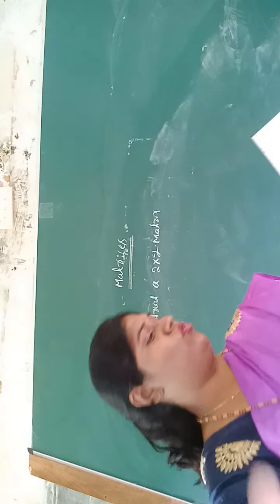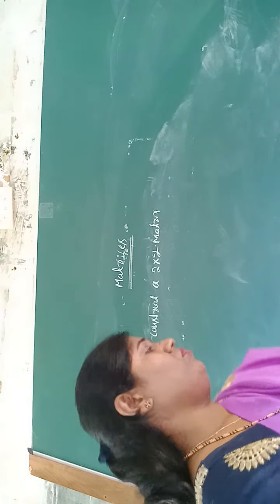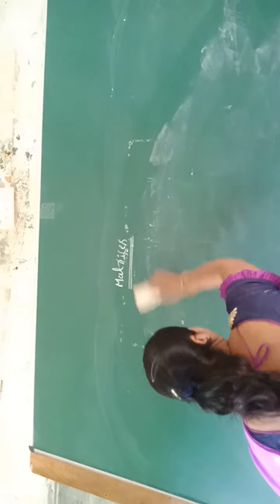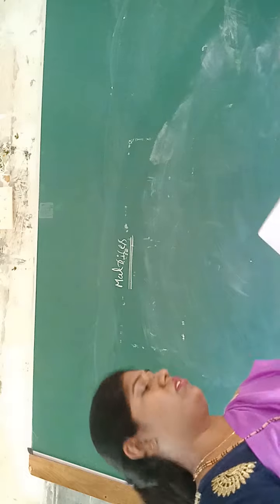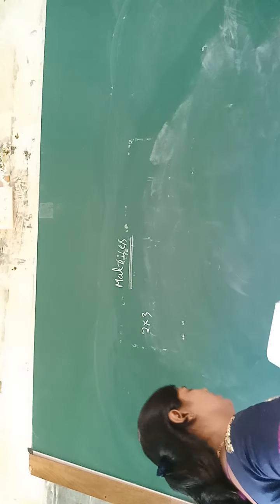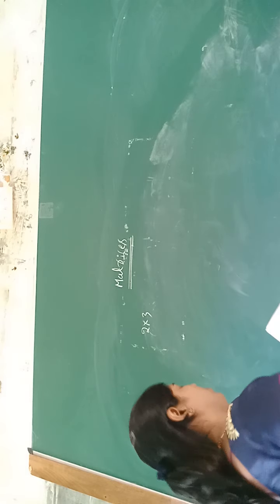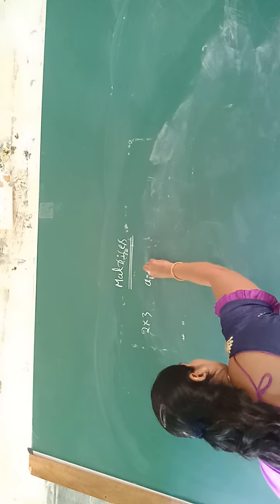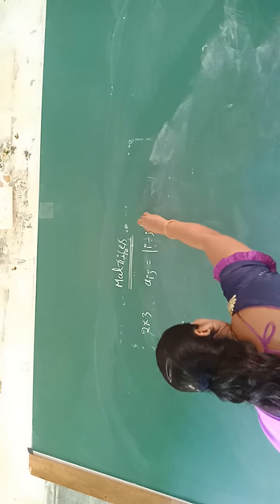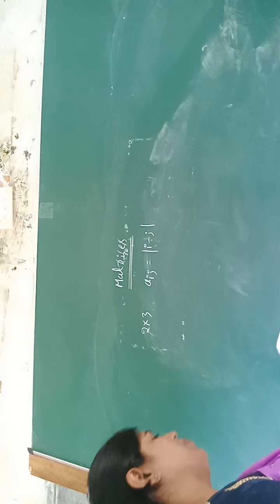We'll solve one more important problem. Construct a 2 cross 3 matrix whose elements are given by Aij is equal to modulus of I minus j.